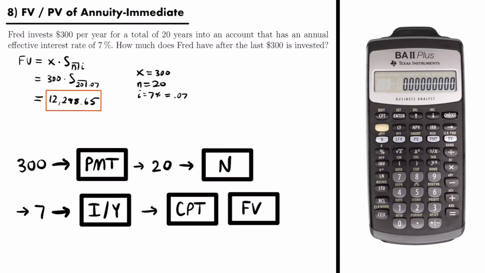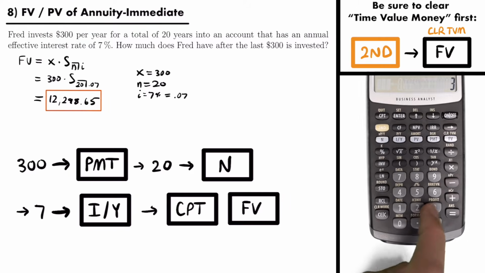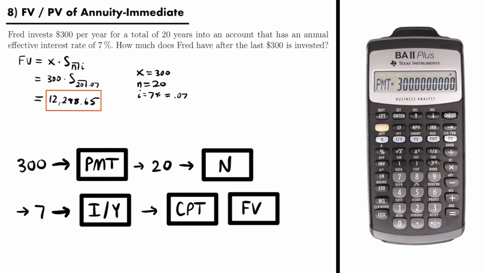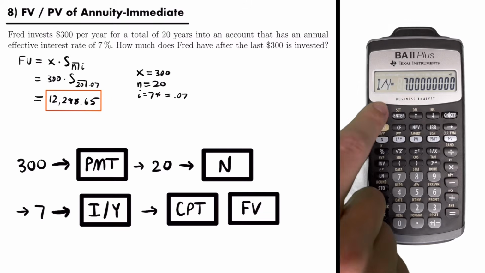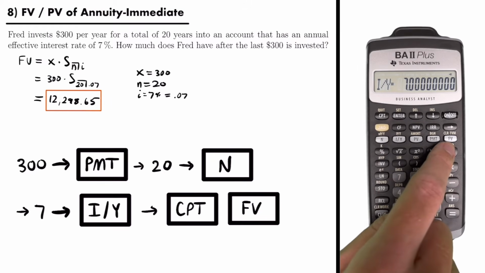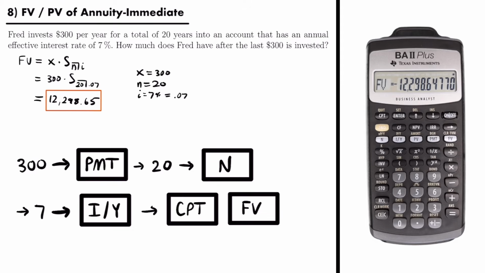And so that's actually the first thing we're going to type in here. We know that Fred's payments are $300 each, so I'll type in 300, and then we'll hit the payment button. That is what our payments are equal to. And then we know that he's going to be making 20 of those, so we're going to type in 20 and then hit N. And then our interest rate is 7%, so we'll hit 7 and then I/Y for interest rate. And then we will hit the compute button and then the future value button, because that is what we want to compute. And you'll see that we get $12,298.64, which would be rounded up to 65 cents, and that would match this answer right here that we got when we did this problem by hand using that notation or that formula for an annuity-immediate.